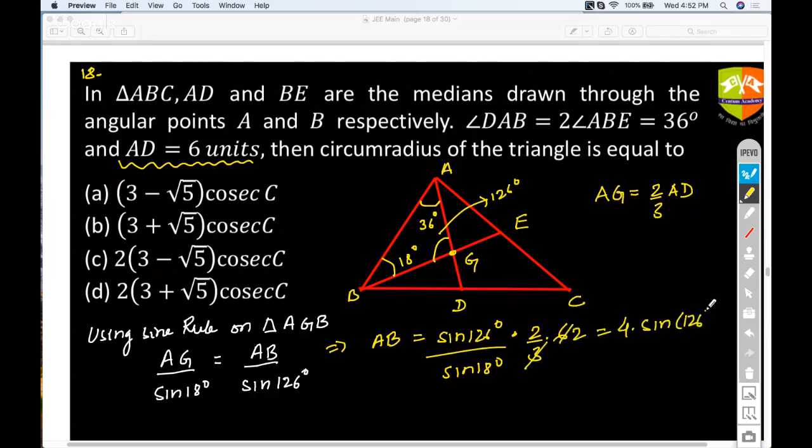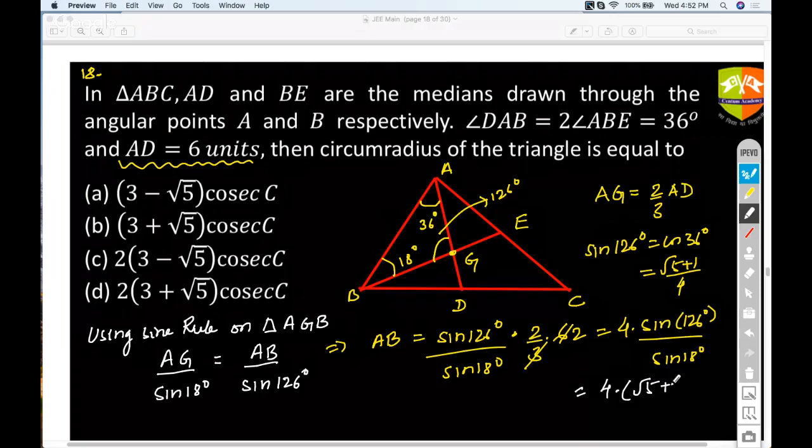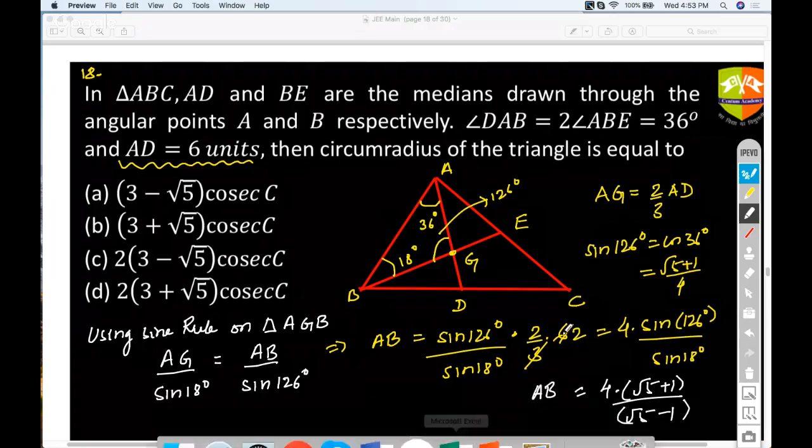Now, what is the value of sine 126 degrees? Sine 126 degrees is nothing but cos of 36 degrees. Right? We all know the value as root 5 plus 1 by 4. Correct? And sine 18 degree, this is root 5 minus 1 by 4. So it will be 4 times root 5 plus 1 by root 5 minus 1. Correct? This is the value of AB. Is that fine?